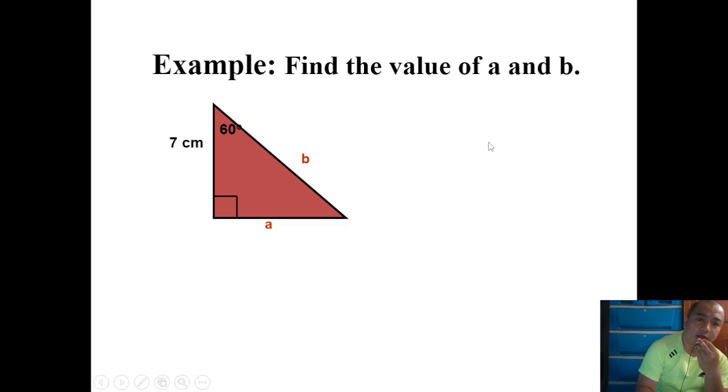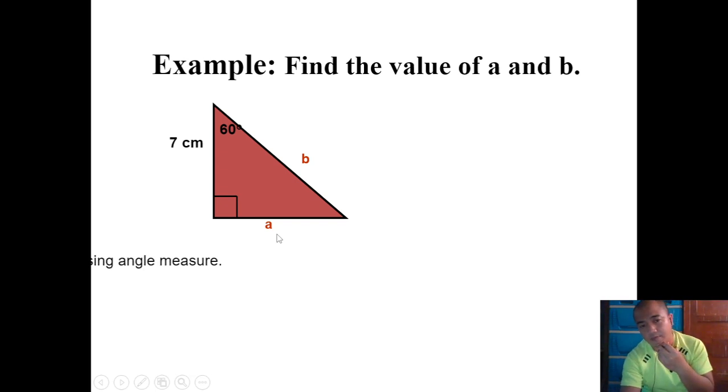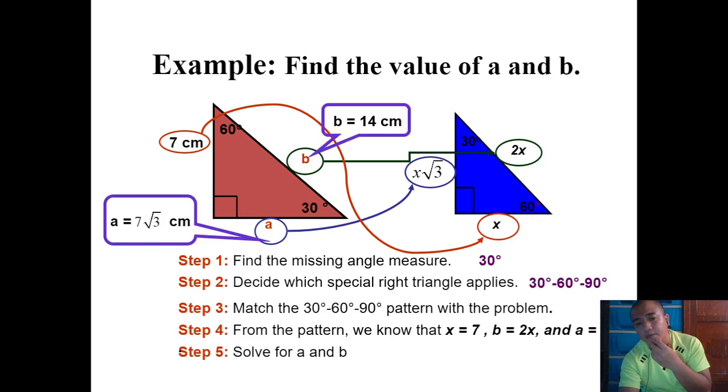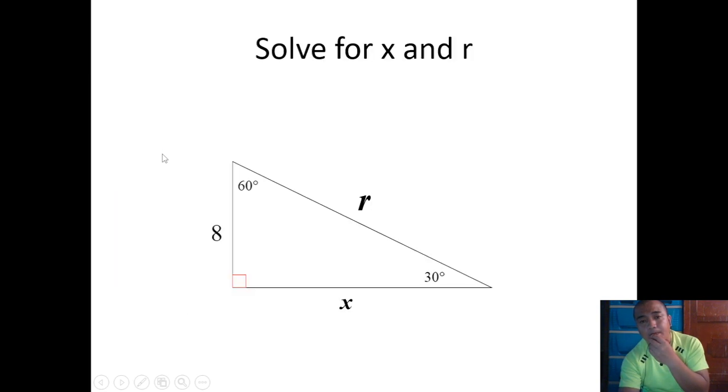Okay, find the value of a and b. The angles are 30, 60, 90 degree triangle. So, this is 7, opposite of 30, that means the hypotenuse b is 14 cm. And the length of a, the other leg, is 7 square root of 3 cm. So, 7 square root of 3 is a, and b is 14 cm. Twice 7. And a is square root of 3 times 7.